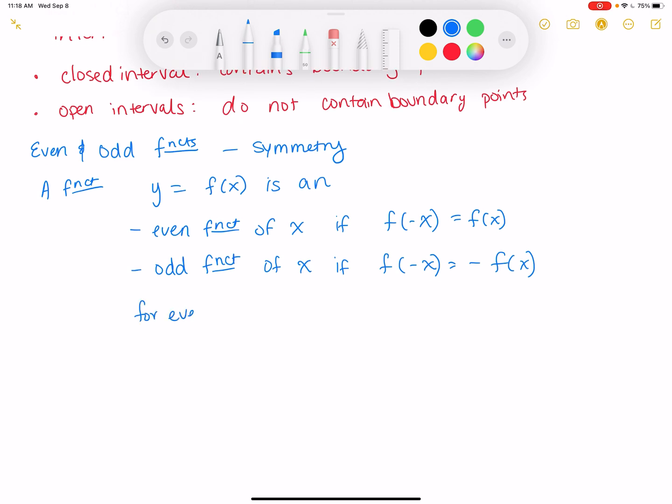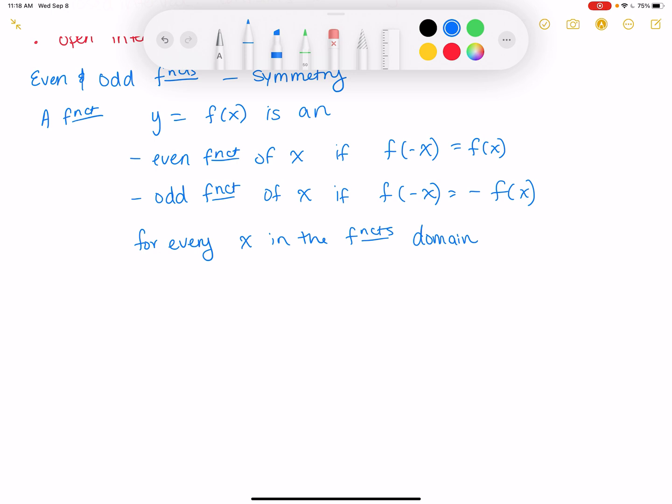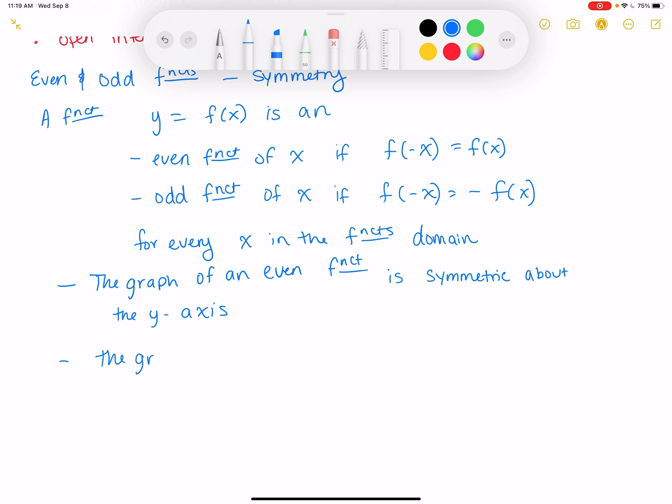And that's for every x in the function's domain. The graph of an even function is symmetric about the y-axis. The graph of an odd function is symmetric about the x-axis. Or sorry, the origin, not the x-axis.